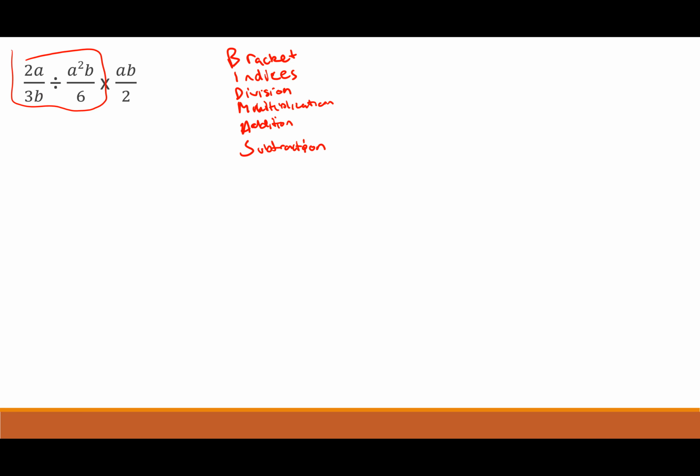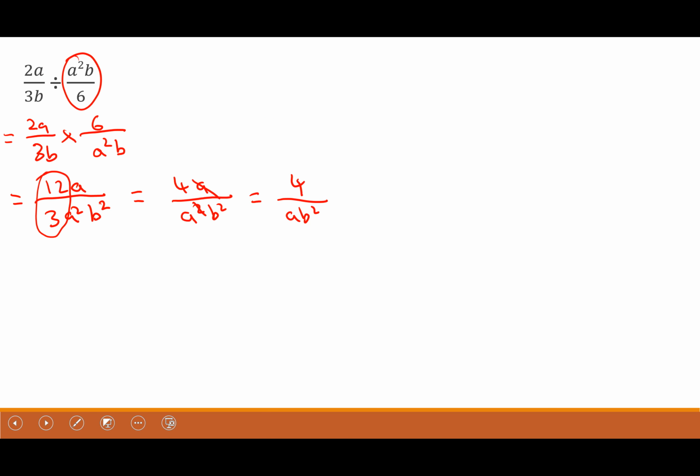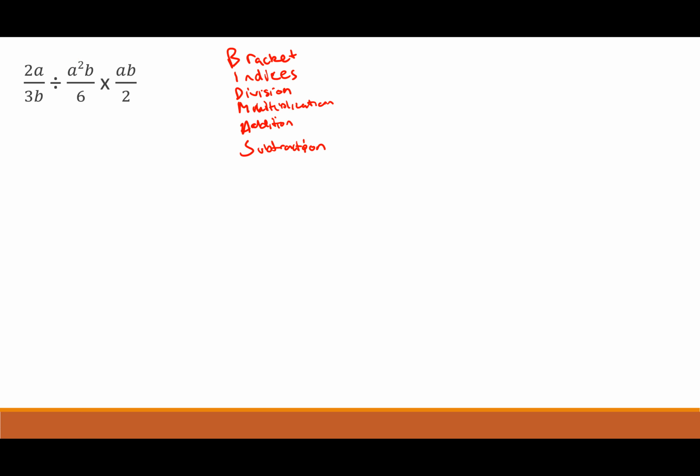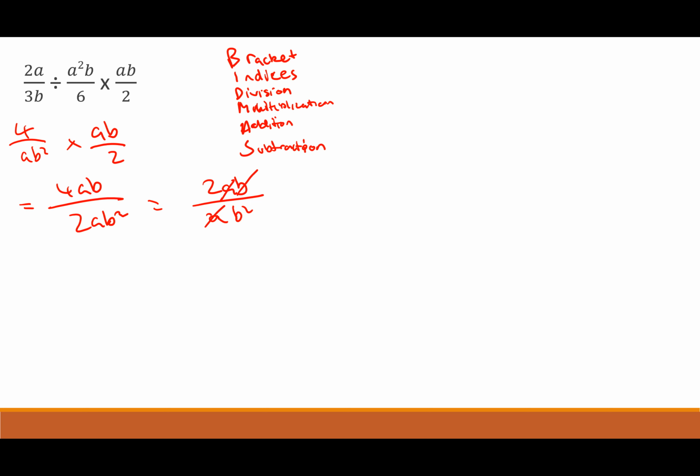And notice that that is what we just calculated earlier. So that's going to be 4 over ab squared times ab over 2. That's going to be 4ab over 2ab squared, which is 2ab over ab squared. That a goes away, that b goes away with that power, and then you're left with 2 over b.